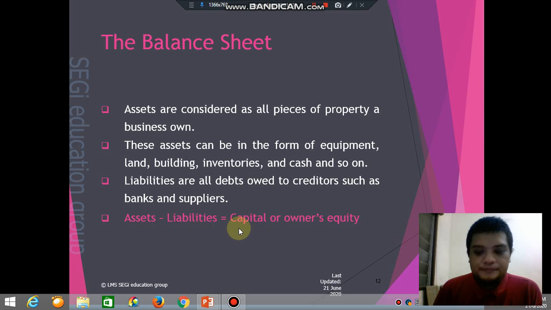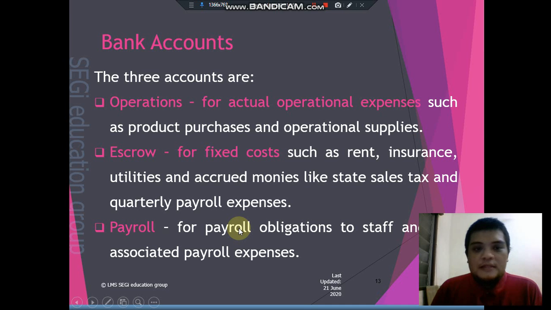Next is the types of bank accounts that you should open for your restaurant business. Number one, you should have one separate account for your operation. With this, you will pay all your operational expenses. What are operational expenses? They can be purchased products and also operational supplies. Operational supplies means your food, beverage and other supplies like packaging supplies, cleaning supplies, other purchases.